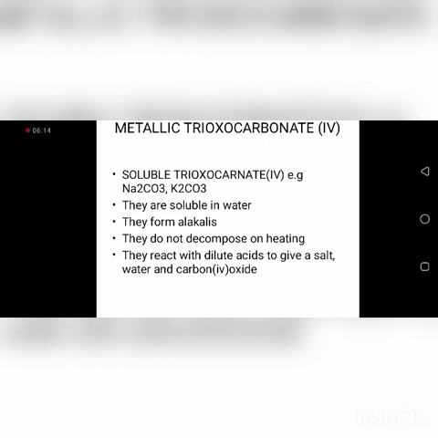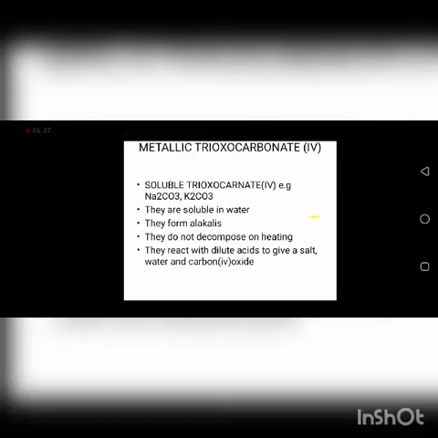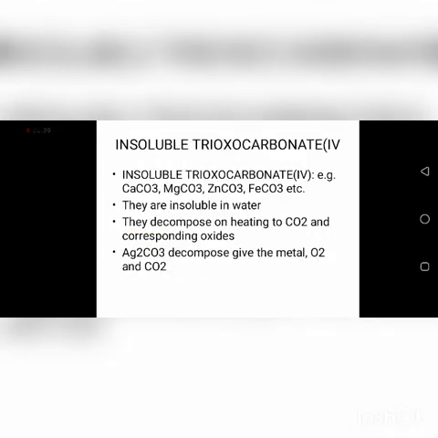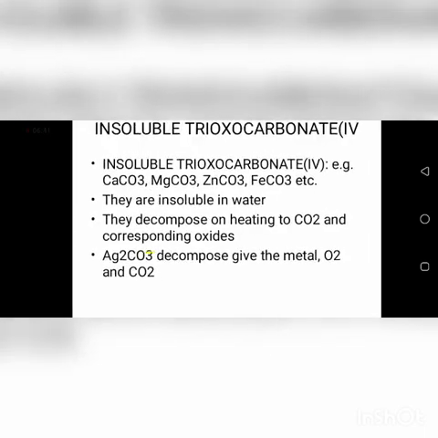Let us look at soluble trioxocarbonate 4. Examples: sodium carbonate, potassium carbonate. They are soluble in water. They form alkalis when they dissolve in water. They do not decompose when you heat them. They react with dilute acid to give salt, water and carbon dioxide. That is their property.